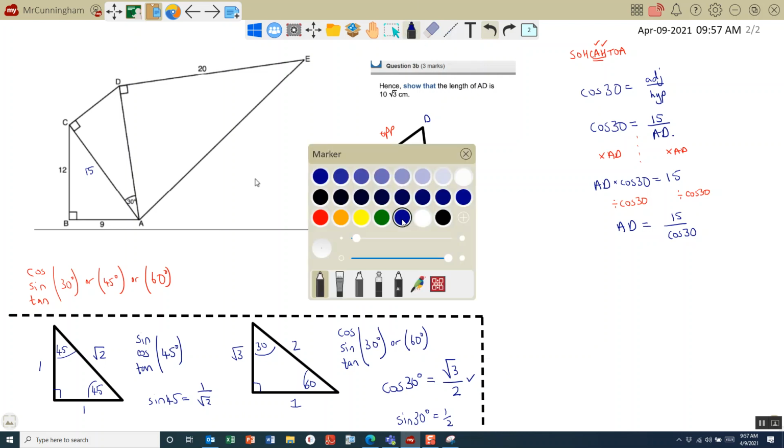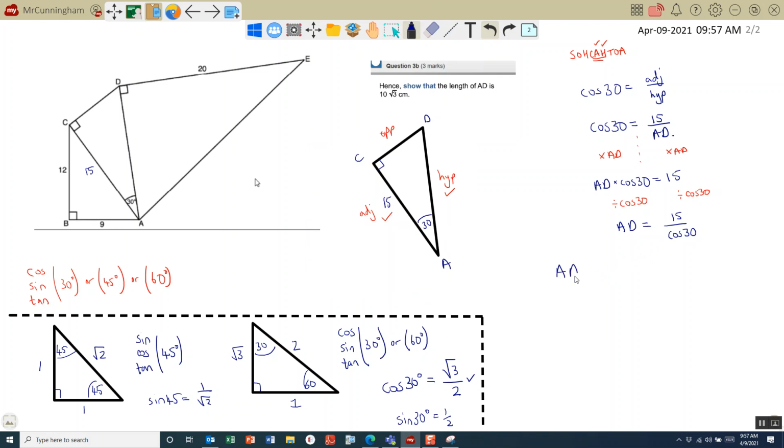So going back to our question, we've got AD is equal to 15, and remember, the line just means divided by, and our exact value for cos 30 is root 3 over 2. And we're dividing fractions, so you keep the first one, change the sign from a divide to a multiply, and flip the second. Now we can just multiply straight across, so 15 times 2 is 30. 1 times root 3 is just root 3.